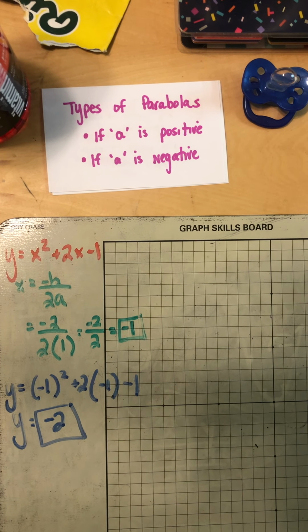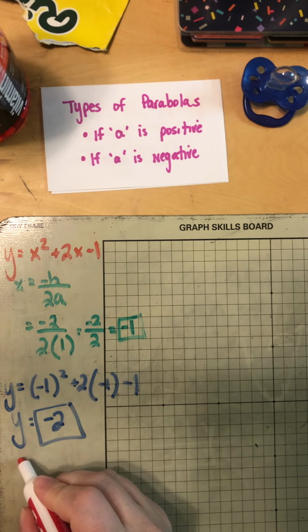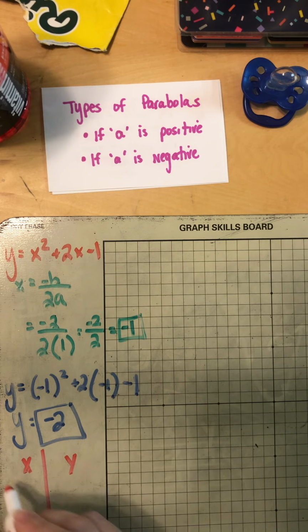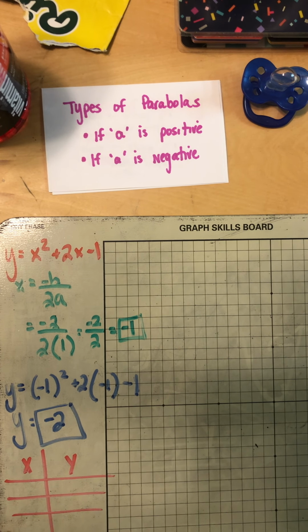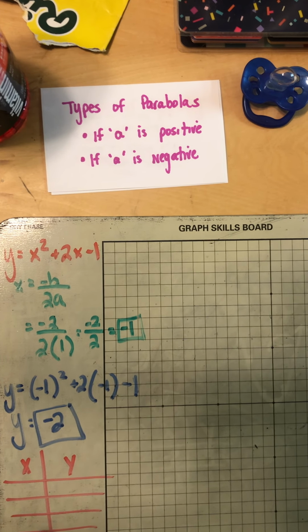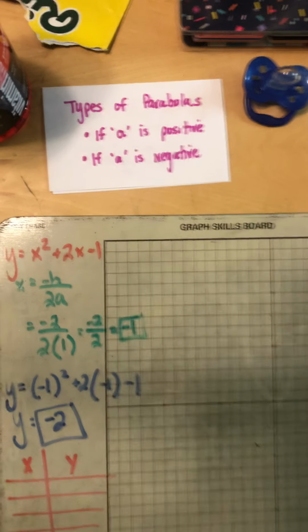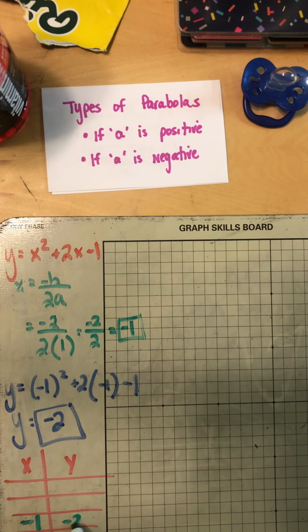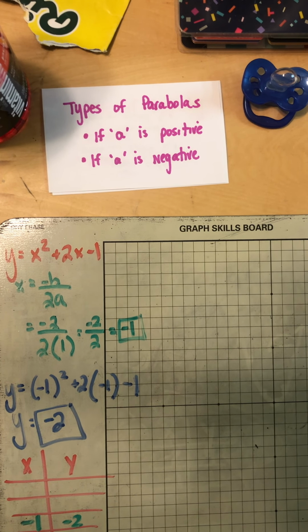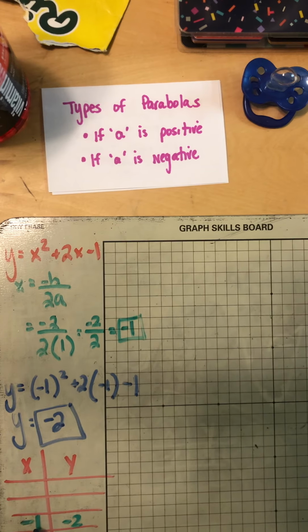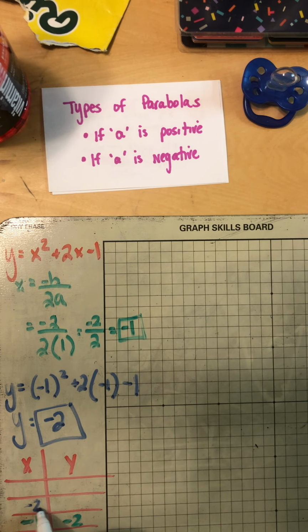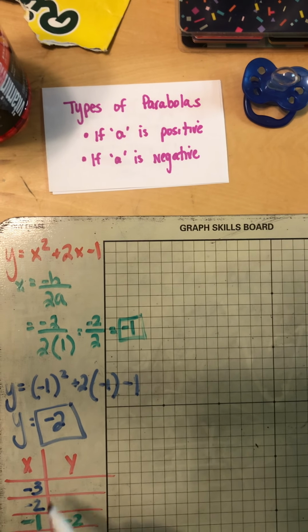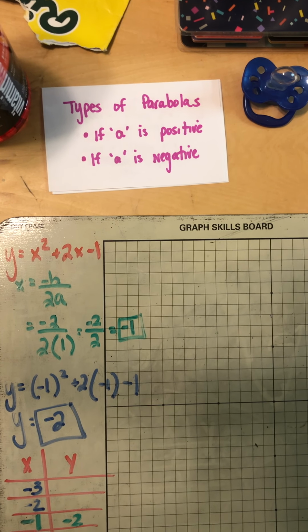So your vertex is going to be right in the middle. So again, make my graph, x, y. All right, so you have -1 from earlier. So -1, -2. Now, to make your table, from -1 you're going to go less than that: -2, -3. More than -1: 0, 1.